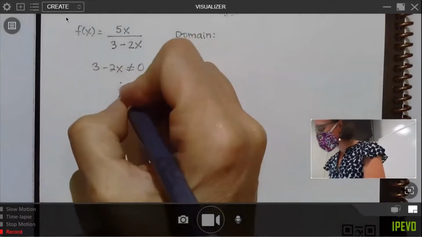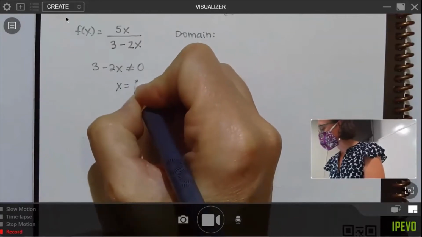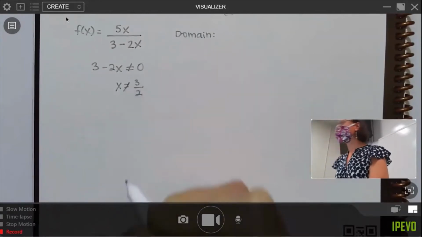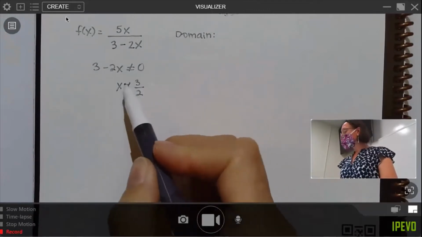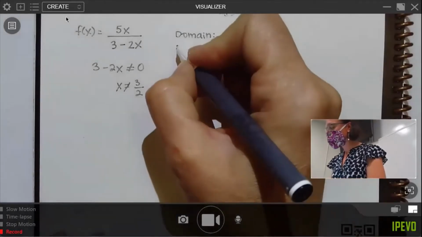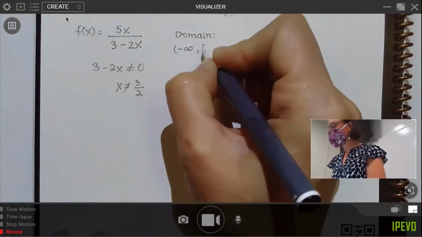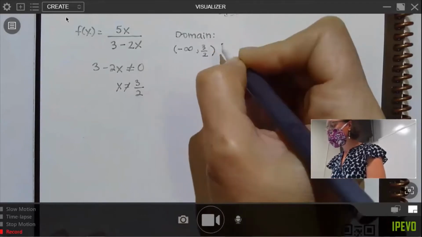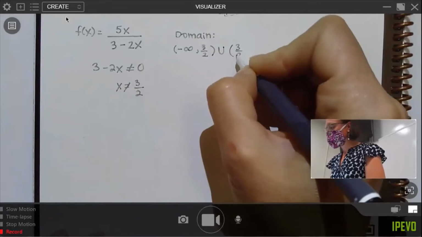So if we rearrange this, looks to me like x is not equal to 3 halves. And maybe we can leave it like that. If we needed to put that into interval notation, then in interval notation, this would look like negative infinity to 3 halves, parentheses, union, 3 halves to positive infinity.